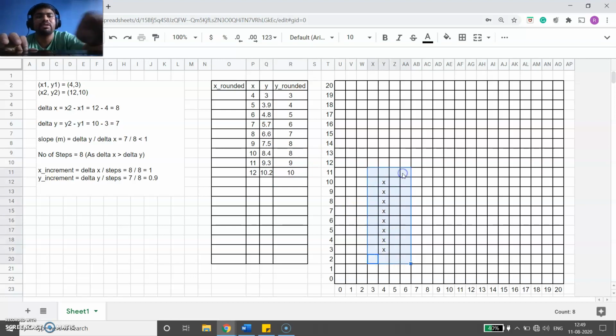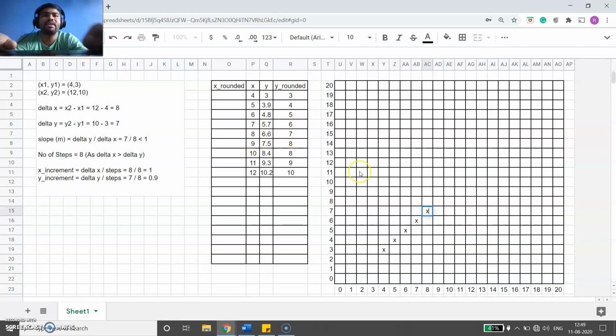Okay, I'll just take out the previous points, and we are starting from 4 comma 3, which is here. Right. So after this, we are going to plot what? 5 comma 4. Then we have the next point as 6 comma 5, then 7 comma 6, then 8 comma 7.